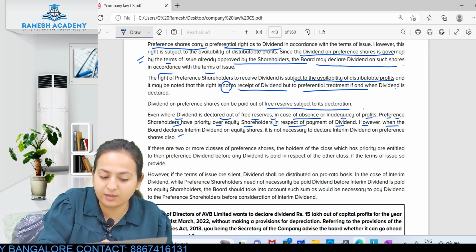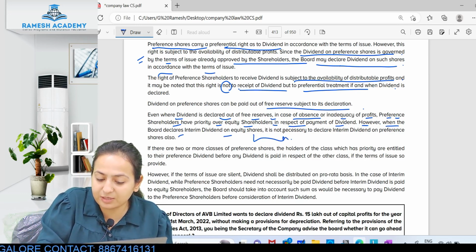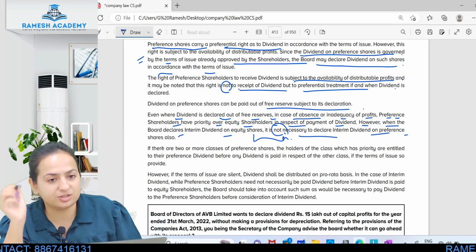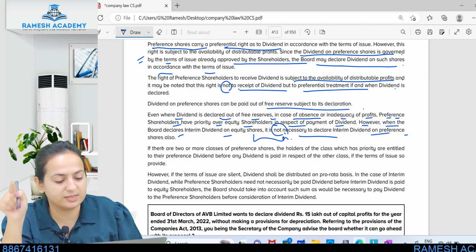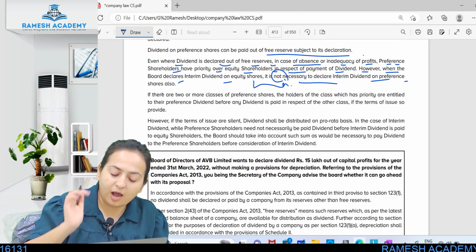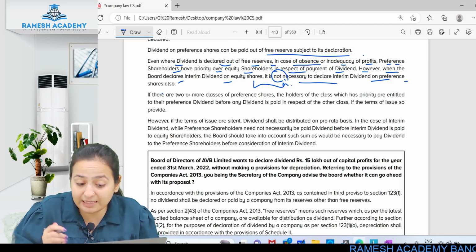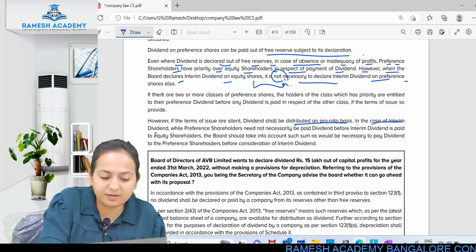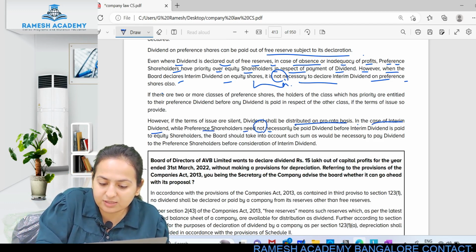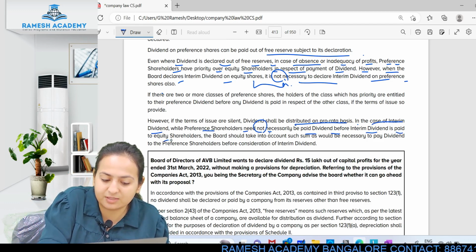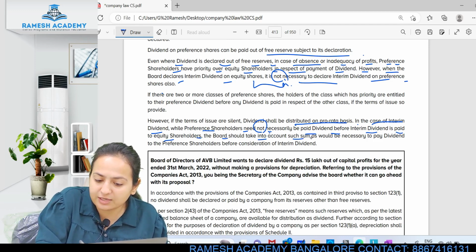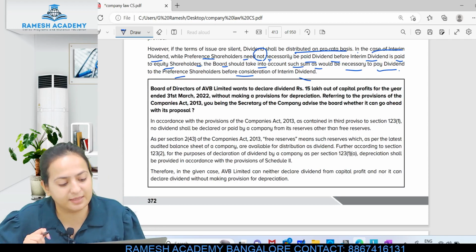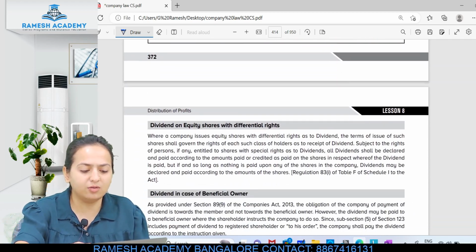However, when the board declares dividend on preference or equity shares, it is not necessary to declare dividend on both. Obviously, whenever there is a declaration of the dividend, preference shareholders will always get a right. However, in terms of issue, if it is silent, dividend shall be distributed on a pro rata basis. In case of interim dividend, while preference shareholders need not necessarily be paid dividend before interim dividend is paid to the equity shareholders, the board shall take into account the sum needed to pay the dividend before the consideration of the interim dividend. So this is how it is.